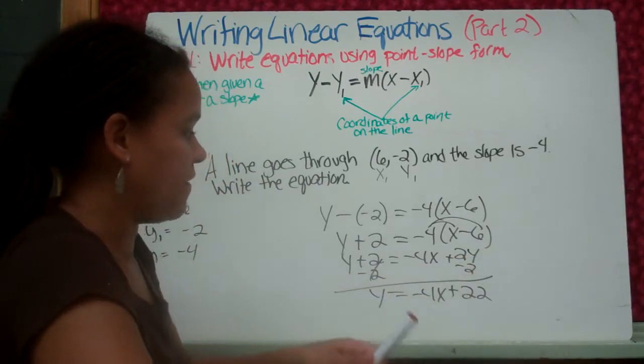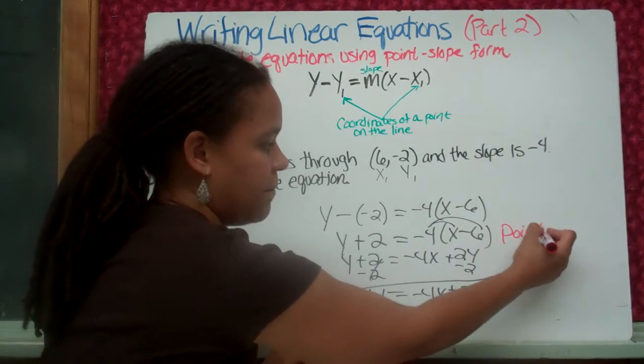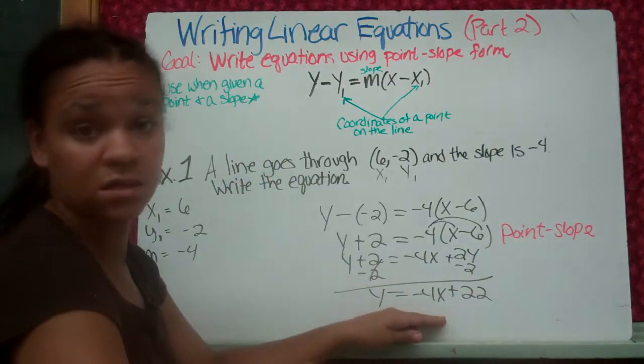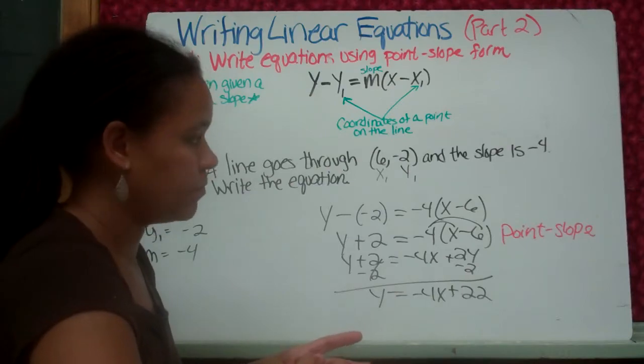So here you were fine. If it just said point-slope, you could stop here. But if it says go ahead and solve it or simplify, you want to get it all the way down to slope-intercept form. Okay.